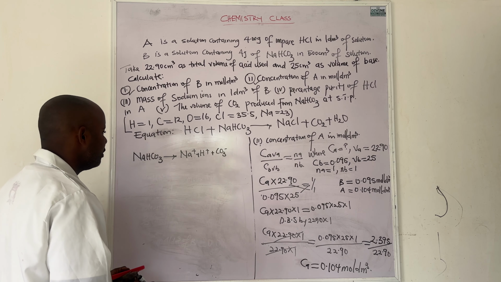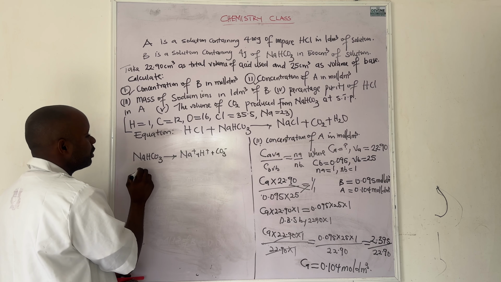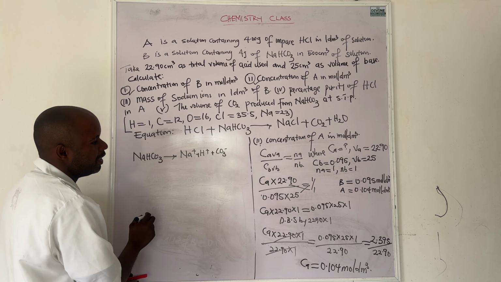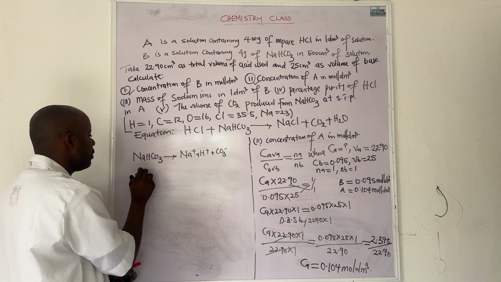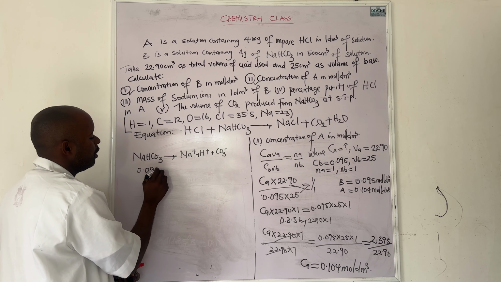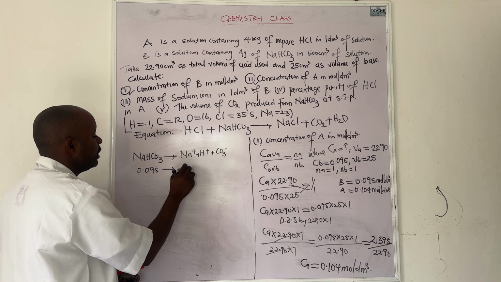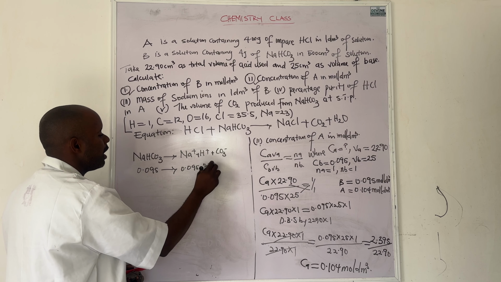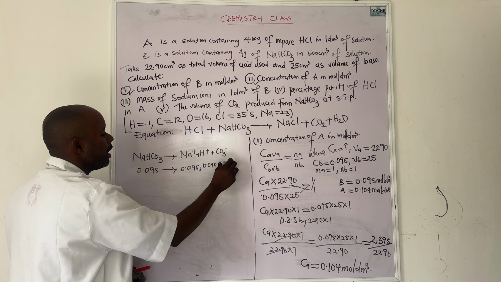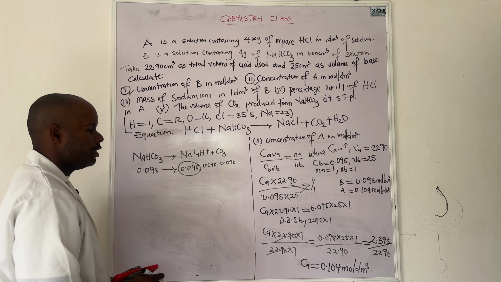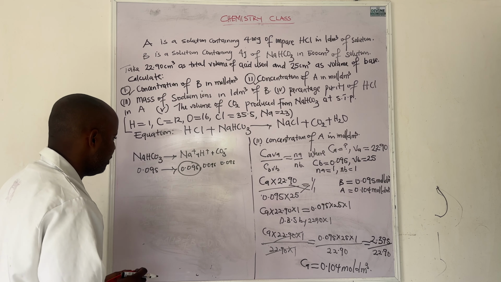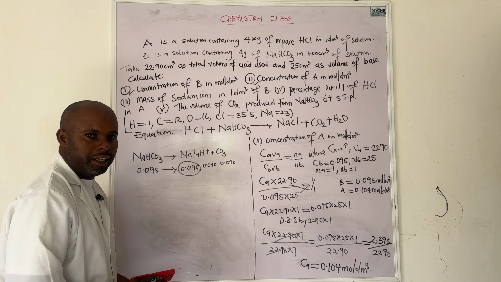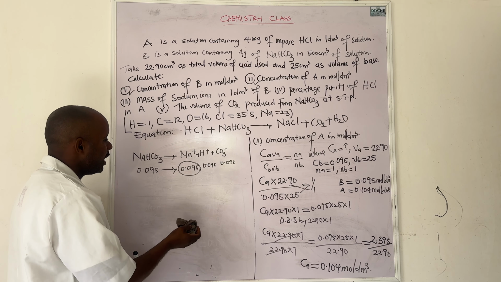So we can infer that if 1 mole of this gives 1 mole of sodium, then 0.095 mole of this compound will give 0.095 mole of sodium, and 0.095 of each of the others. We are asked to look for the sodium ion. The balanced chemical equation can give us better information about what is happening in this chemical reaction.